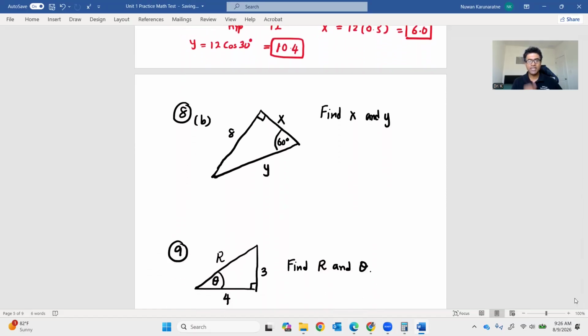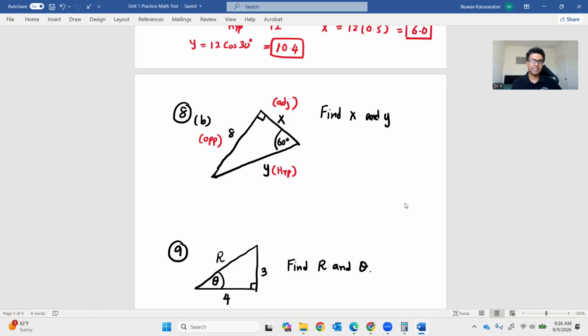Question number 8, part B. Again, there's a right angle triangle, so we need x and y. Let's simplify. Here, y the hypotenuse is not given. Look, the angle is 60, and opposite to that is 8, so that's our opposite side. And x is the remaining side, the adjacent side. Remember, sometimes your hypotenuse will be unknown, your opposite side will be unknown, or your adjacent side will be unknown. It depends on the problem. But if you know how to define the trigonometric functions, you should be able to do these problems.